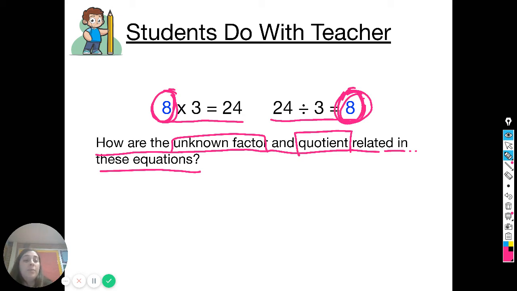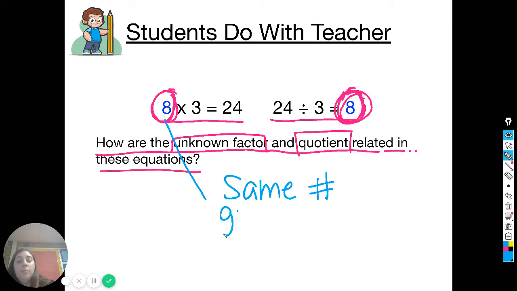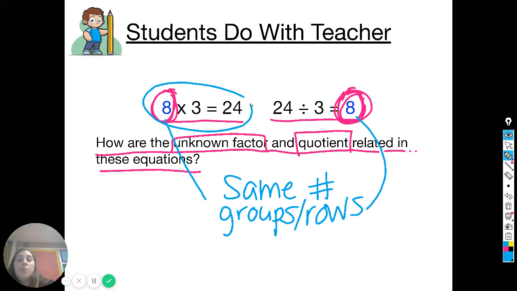Okay, so in your group, you might have talked about how they're the same number. Which they are, they're both 8. You might have also mentioned that this 8 is the number of groups in our array, or the number of rows. And in our division equation, it's the same thing because these two problems had the same array picture. So that 8 is the same number, and it is also the number of groups or rows in our array.